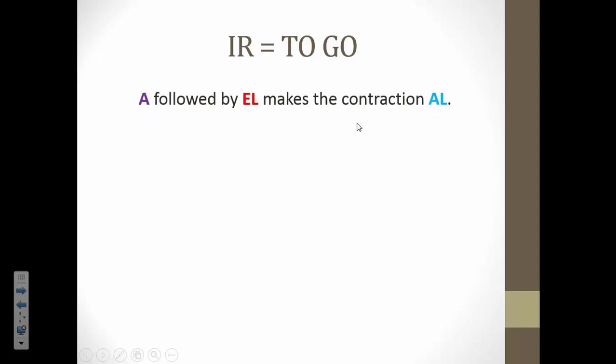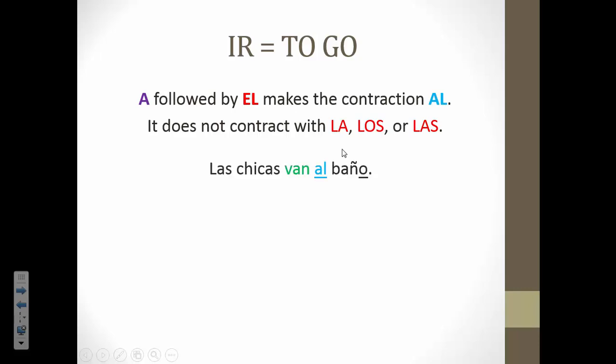Okay, now a followed by el makes the contraction al. We've already worked in class with de plus el. Remember, if we have the word de followed by el, we contract them to make del, D-E-L. Well, we're going to do the same thing with a. If a is followed by el, we have to make the contraction al. It will not contract with la, los, or las.